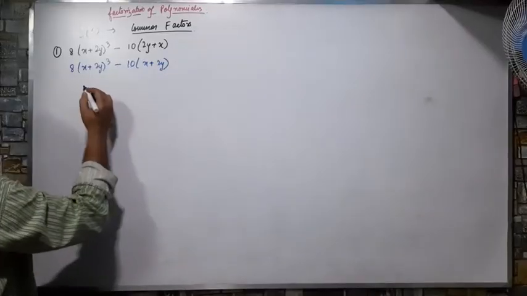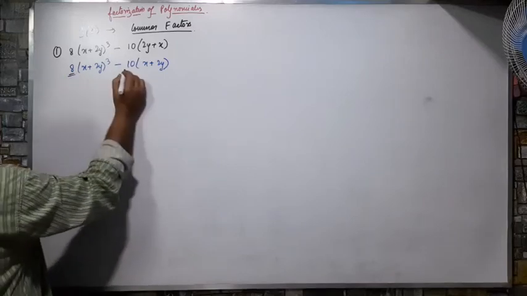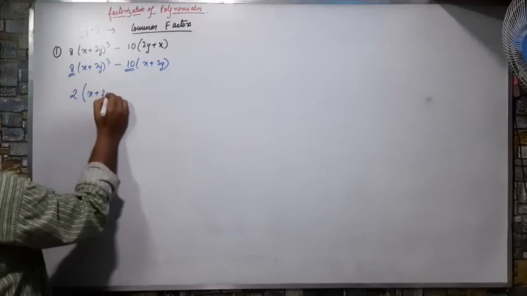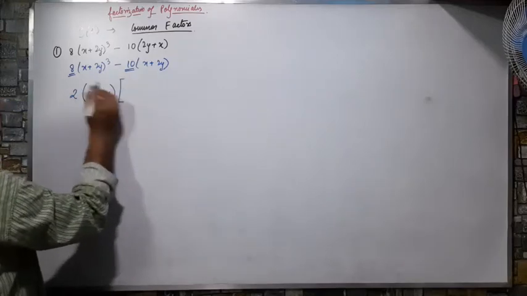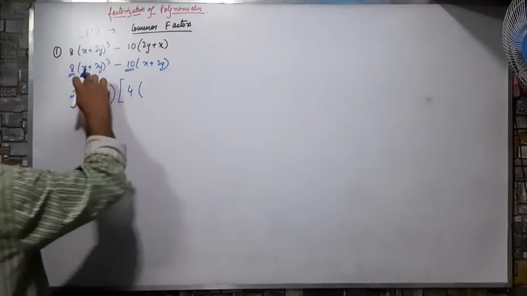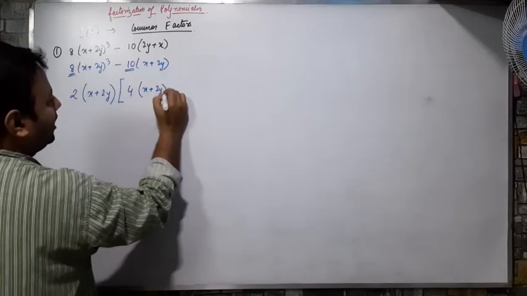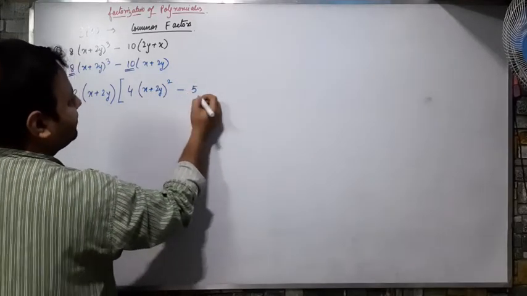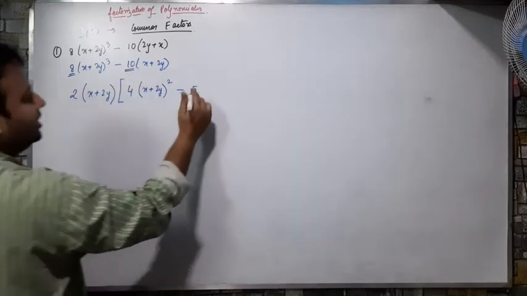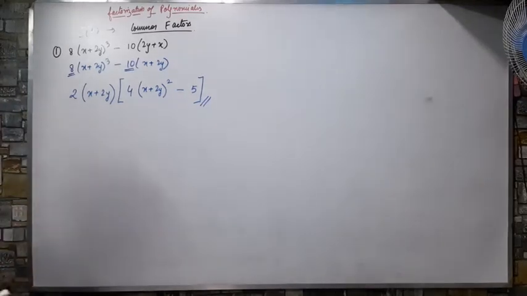I have taken the common from both the parts. So 8 and 10, the common will be 2, and I will be getting x plus 2y as common. So from 8, if I have taken 2 as common, I will get 4, and (x plus 2y) whole cube, I will get (x plus 2y) whole square minus 5, and x plus 2y has already been taken common, nothing is left, so this is my answer. Okay, now the next one.